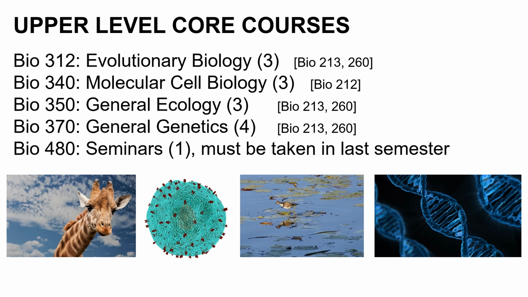You don't have to finish these courses before you take other biology courses, but several of these do tend to act as prerequisites. If you're planning to take advanced courses in molecular biology or genetics, then take 340 and 370 early. If you're planning on taking advanced courses in organismal or environmental topics, you'll want to take 312 and 350 early.